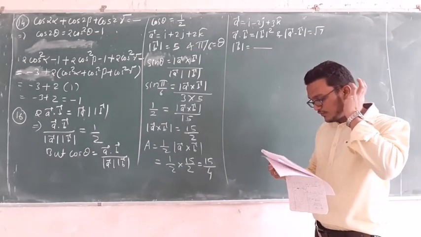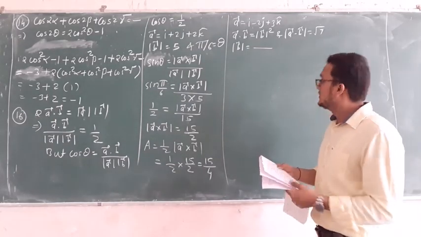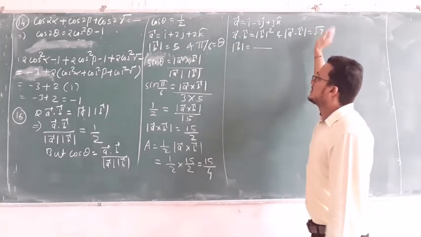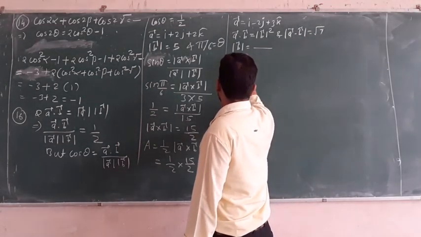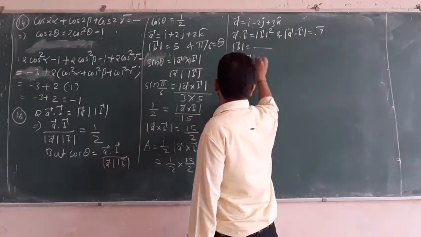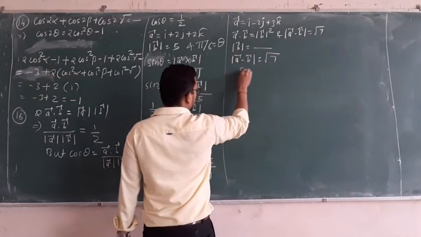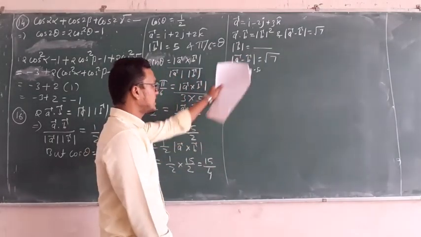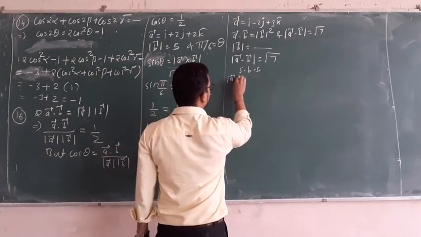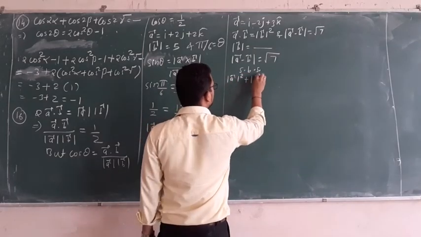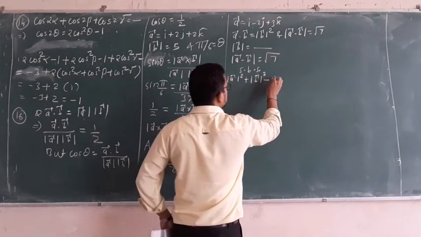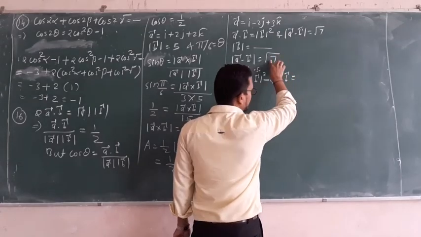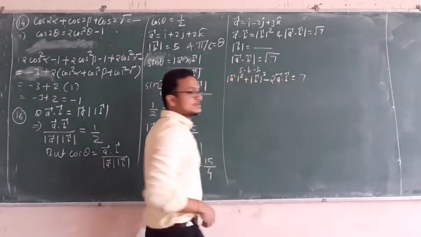Okay, then how to find the value? See, they have given magnitude of A minus B is root 7, so take that only. Magnitude of A minus B is equal to root 7. Then squaring on both sides, what will I get? Magnitude of A square plus magnitude of B square minus 2 into A dot B, and on the right hand side, root 7 square is 7.